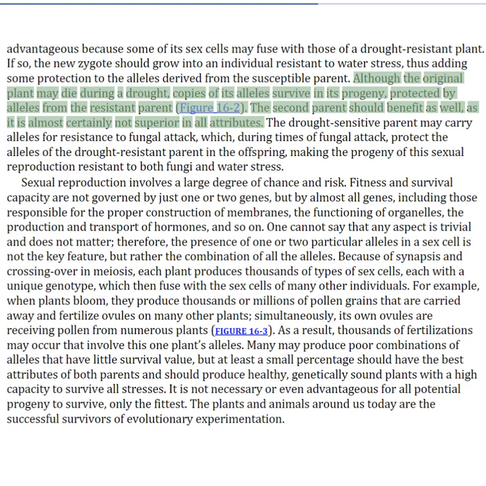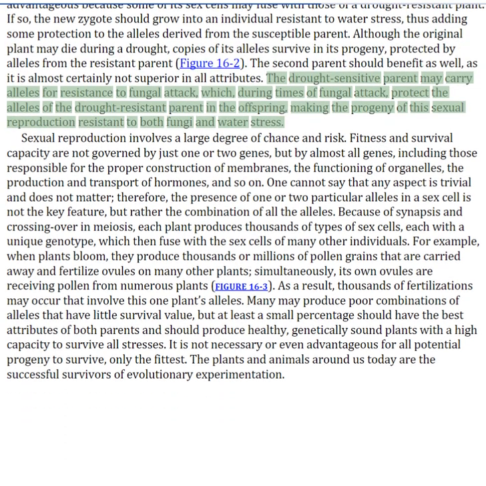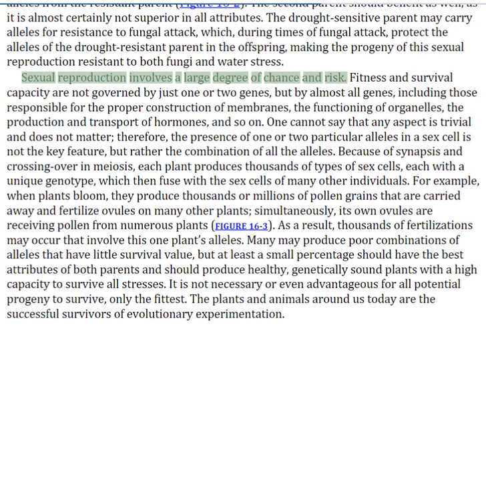from the resistant parent. The second parent should benefit as well, as it is almost certainly not superior in all attributes. The drought-sensitive parent may carry alleles for resistance to fungal attack, which, during times of fungal attack, protect the alleles of the drought-resistant parent in the offspring, making the progeny of this sexual reproduction resistant to both fungi and water stress. Sexual reproduction involves a large degree of chance and risk.